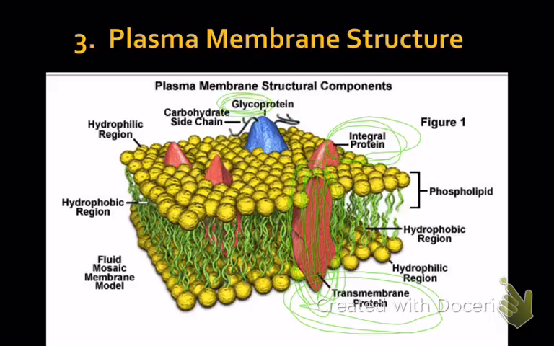Glyco is a word root that means sweet. Gluco or glyco refers to sugars. They're sweet. So we use the term glyco to refer to carbohydrate chains. And here you see carbohydrate chains attached to protein. So that makes it a glycoprotein. We also will see some glycolipids.